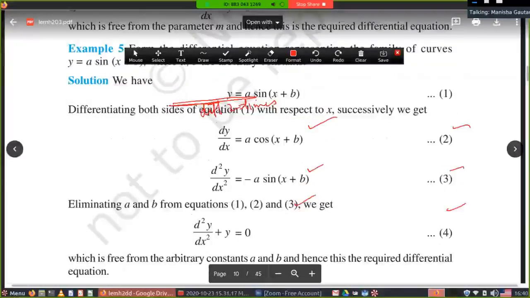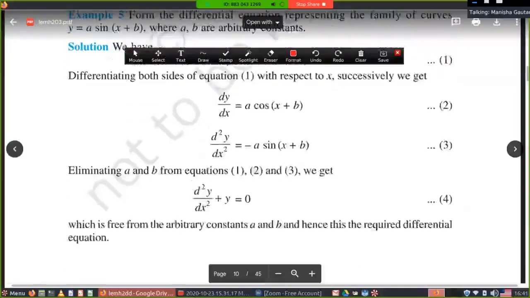Here you can see that this is the value of y. You can see here a sin(x + b), this is y. It means you can put the value here, this is y. So shift to the left hand side, and you are getting d²y/dx² + y = 0. This will give you the differential equation. It means what? Many times you do not have to solve for the constants, yet you have to substitute the value from y or from dy/dx or from the second derivative. Then you can get the differential equation. This is a second way to do the questions.